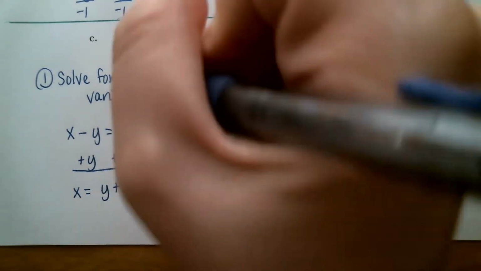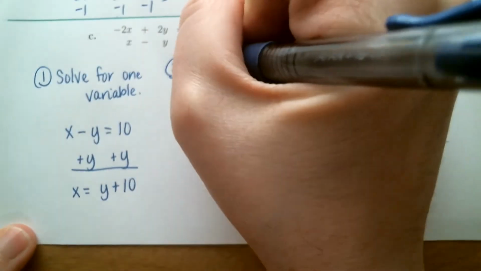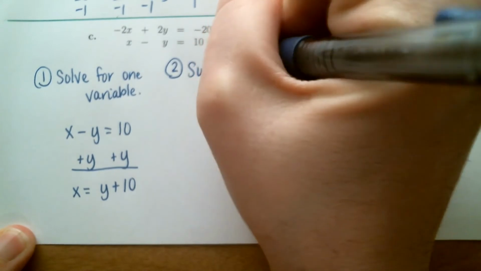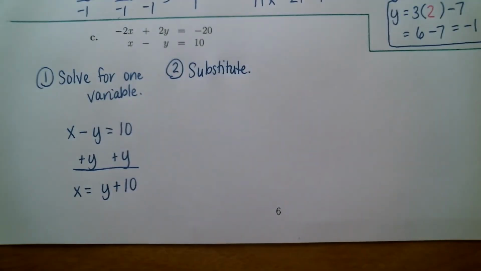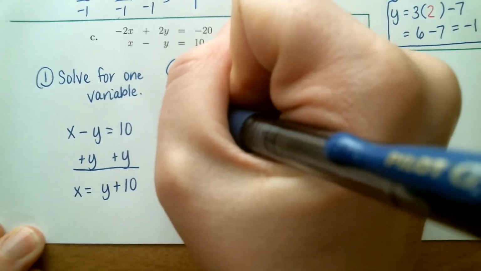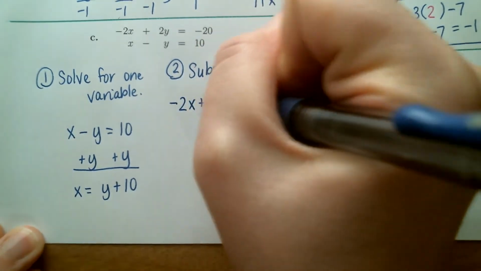Now what we need to do is substitute that information into the other equation. I cannot emphasize that enough. If you substitute this information into the equation you used to get it, you're going to end up where you started. It doesn't work. So once you solve for one of the variables, you have to plug that information into the other equation. We have not used equation 1 yet.